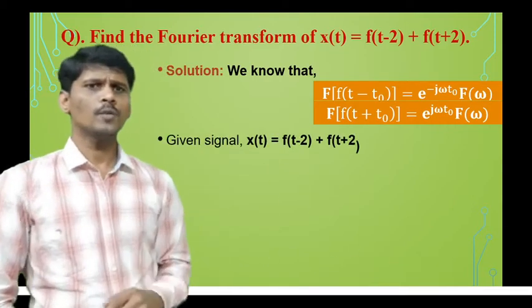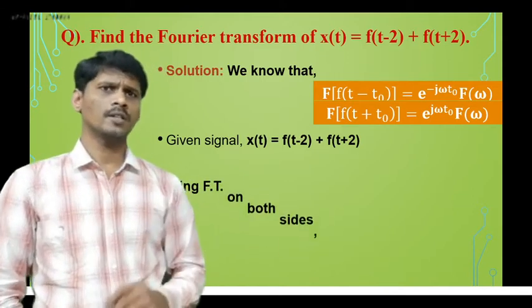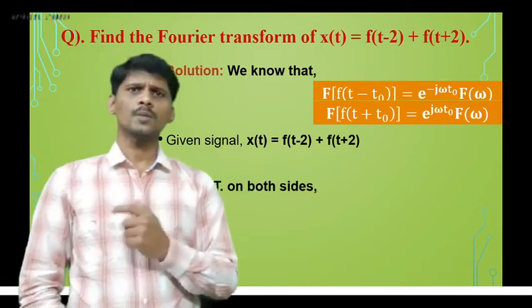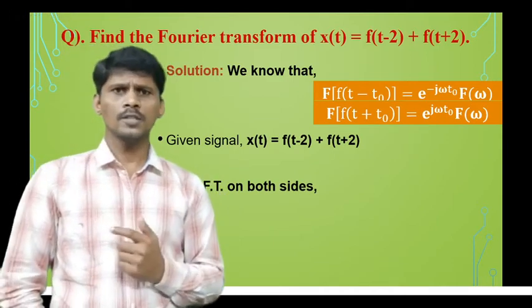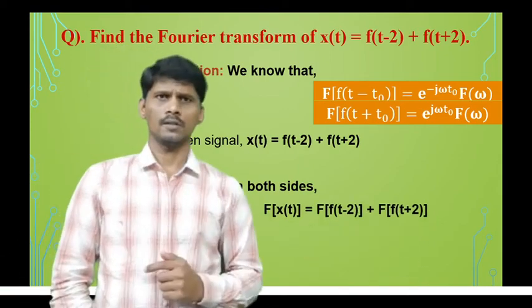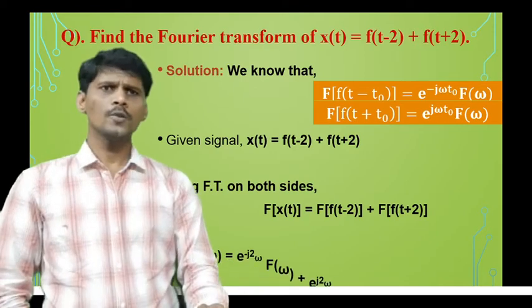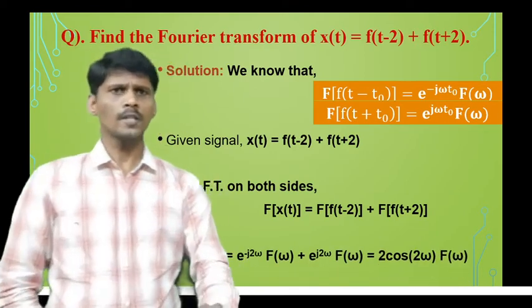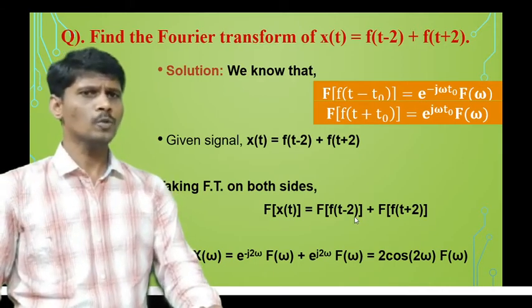So taking Fourier transform on both sides of the given equation, we get Fourier transform of x of t is Fourier transform of f of t minus t naught plus Fourier transform of f of t plus t naught. Fourier transform of x of t is X of omega. Using the time shifting property of Fourier transform, what is the shifted amount here? Plus or minus 2 seconds.